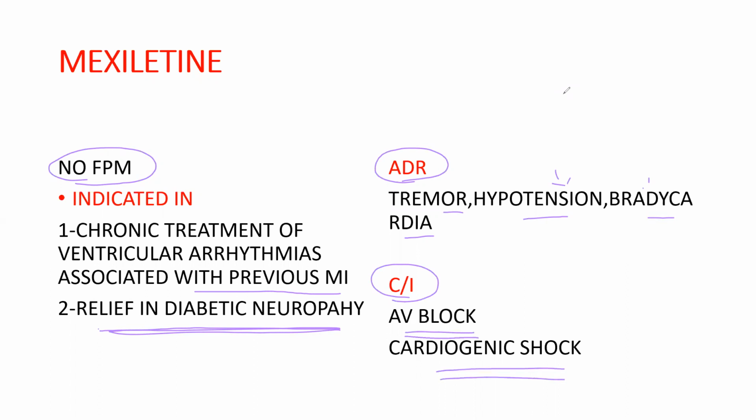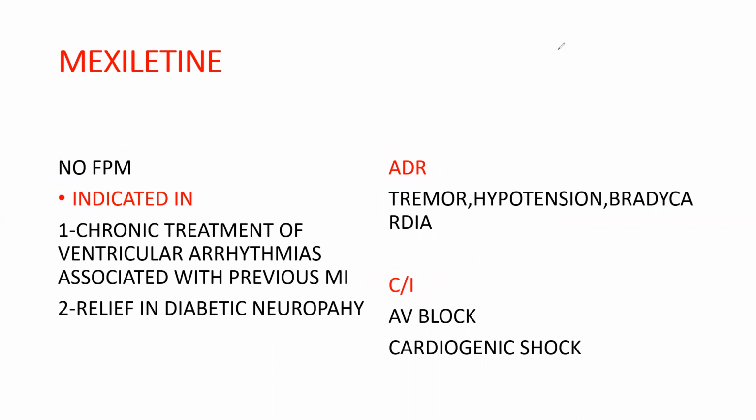So here in mexiletine, we have indications, ADRs, and contraindications also. It is indicated in chronic treatment of ventricular arrhythmias associated with previous MI. Relief in diabetic neuropathy even. And coming to ADRs, decreased BP and decreased heart rate. Contraindications are AV block and cardiogenic shock. So here we finished class 1B drugs.